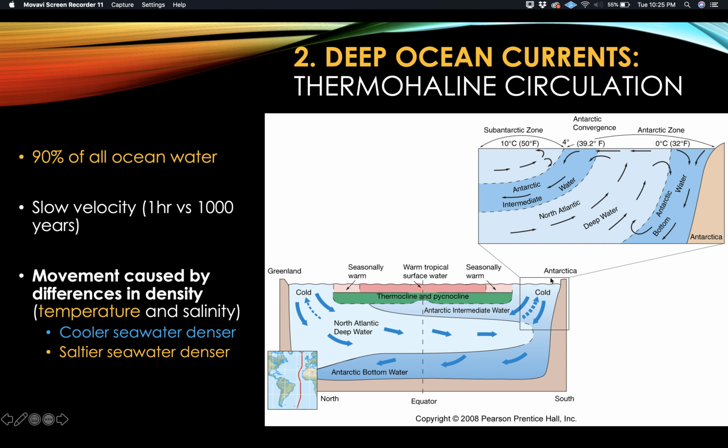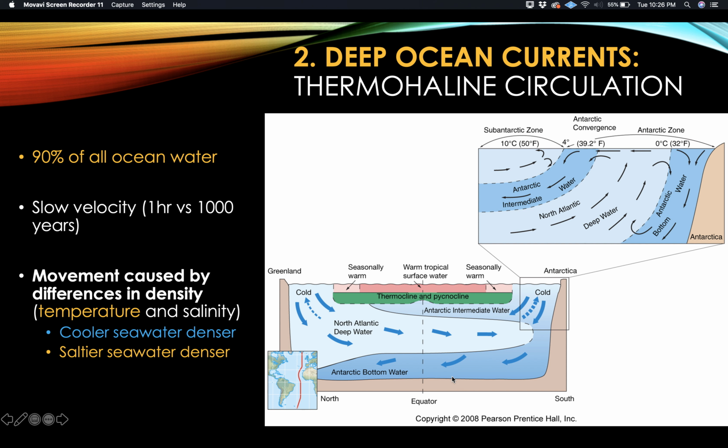You have cold water in Antarctica. It's dense, so it sinks. And notice what happens when they meet each other, right? Similar to plate tectonics, one's going to go down and one's going to stay up. So the colder, denser water, so Antarctica has the colder water here. So that water will sink below the Greenland, the Greenland North Atlantic deep water layer. So because of that, you get this thermohaline circulation.